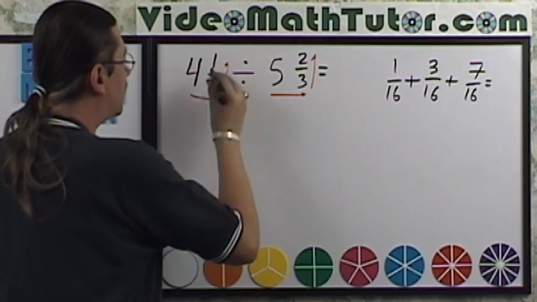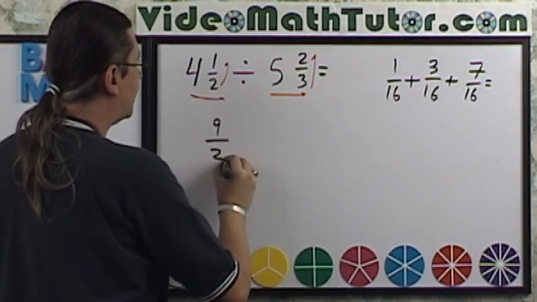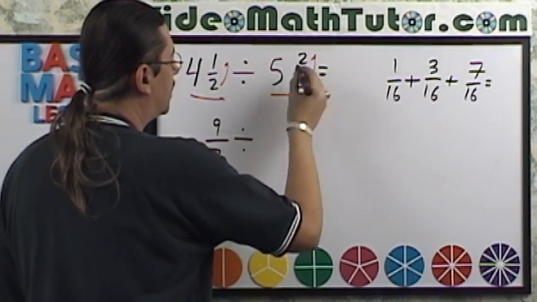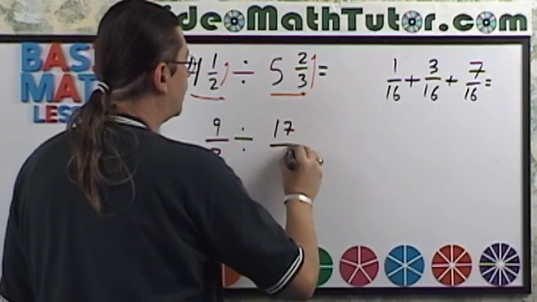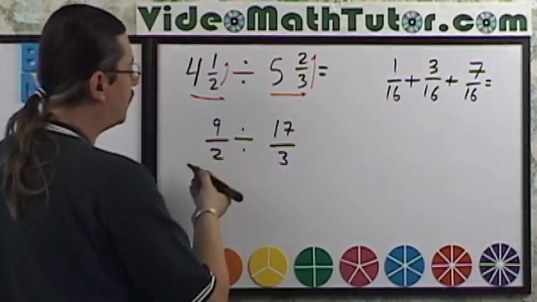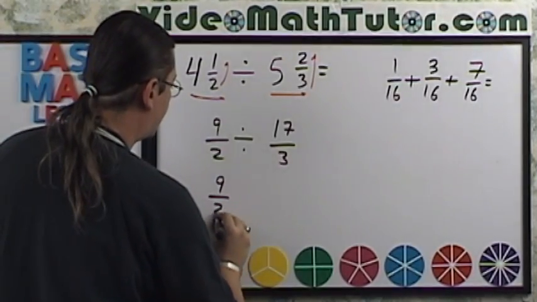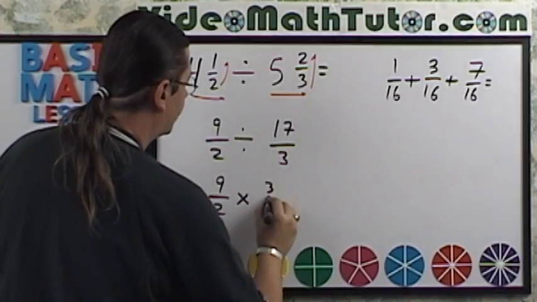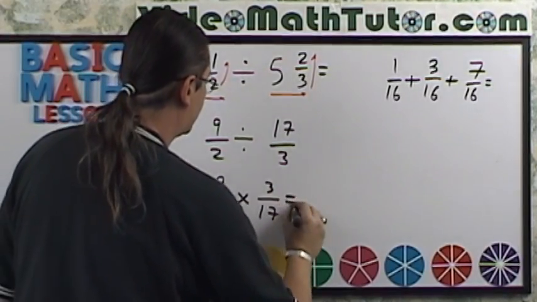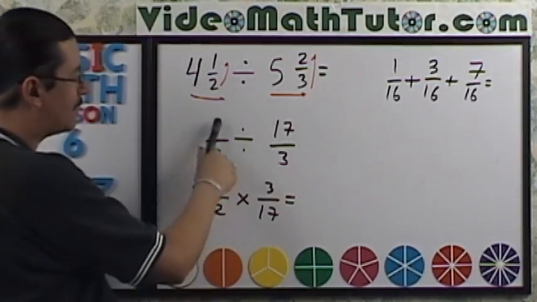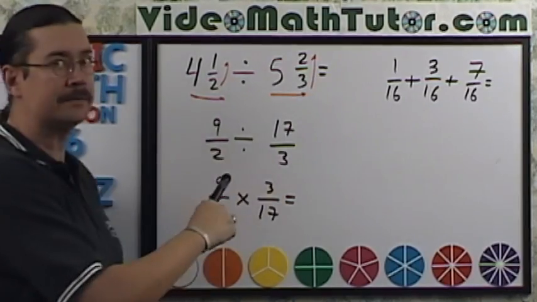4 times 2 is 8, plus 1 is 9 halves, divided by 5 times 3 is 15, plus 2 is 17 thirds. Now, to divide, we invert and multiply. So we get 9 halves times 3 17ths. And we try to cross cancel, nothing goes. A lot of people try canceling at this stage, but you don't want to do that.